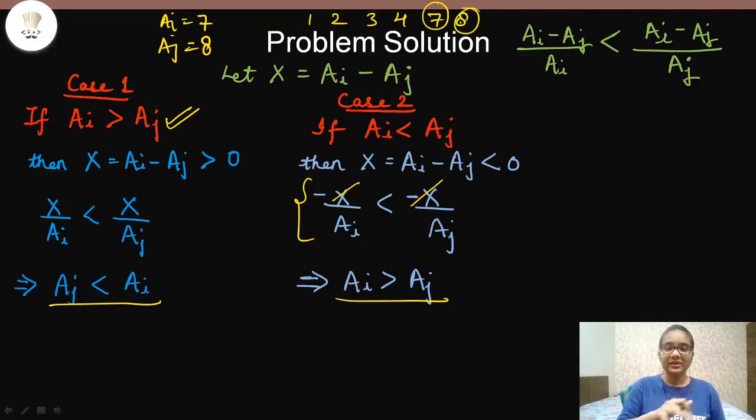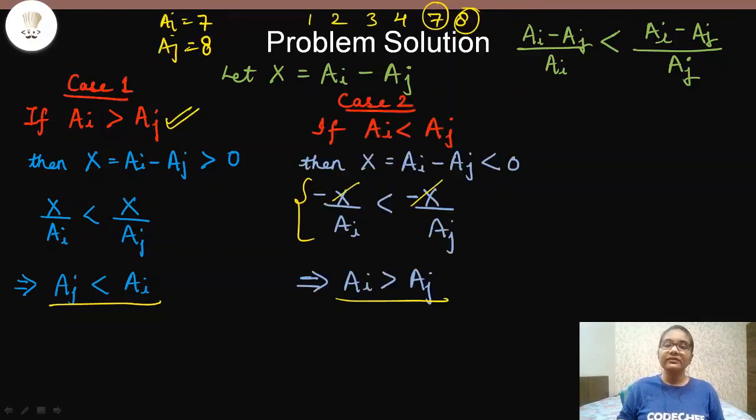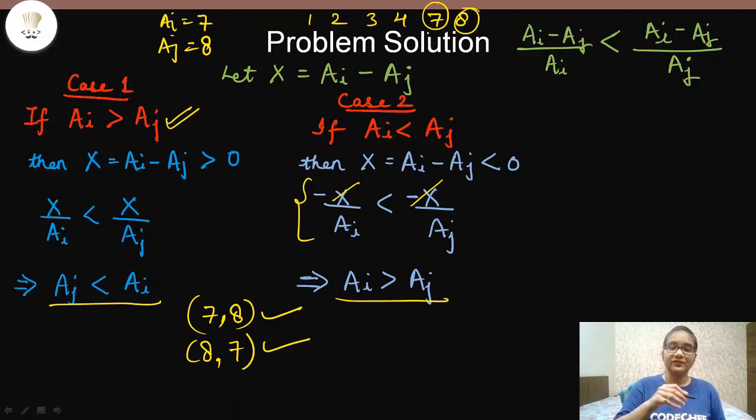Suppose you have picked up 7 and 8, with AI 7 and AJ 8, and the second time you picked up AI 8 and AJ 7. So both of them are forming beautiful pairs. That is, 7 8 will form a beautiful pair, and 8 7 will also form a beautiful pair. So that is what I'm trying to tell you: it doesn't have to be that if we've used 7 8 once, then it cannot be used again, because according to the conditions that we have discussed, these pairs are interchangeable and both of them will form a beautiful pair.